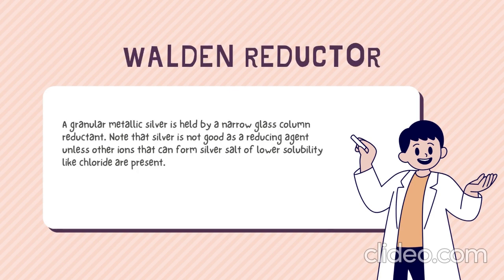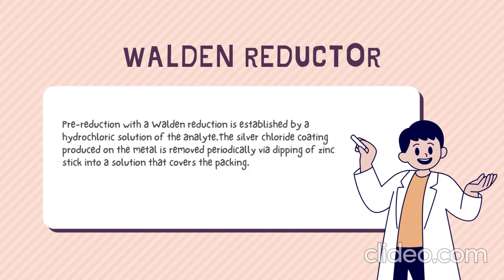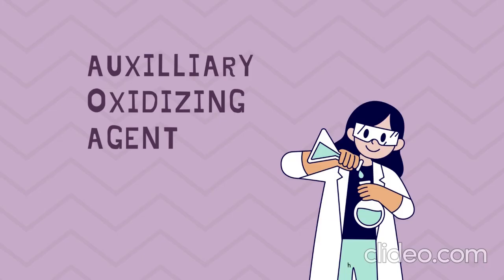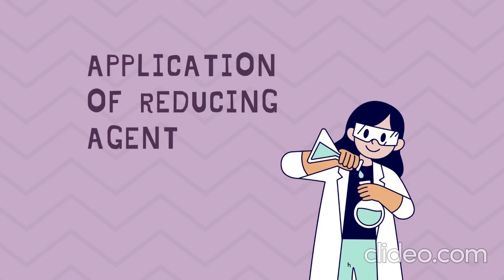A granular metallic silver in a Walden reductor is held by a narrow glass column. Note that silver is not good as a reducing agent unless other ions that can form silver salt of lower solubility, like chloride, are present. Another discussion for the Walden reductor: a pre-reduction with the Walden reductor is established by a hydrochloric solution of the analyte. The silver chloride coating produced on the metal is removed periodically via dipping of zinc into solution that covers the packing. So, auxiliary oxidizing agent.